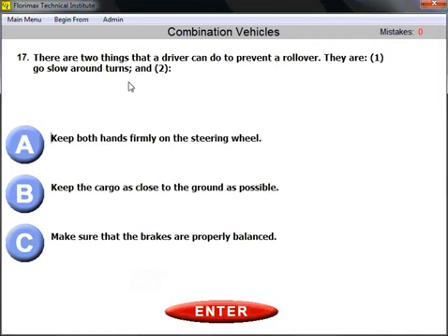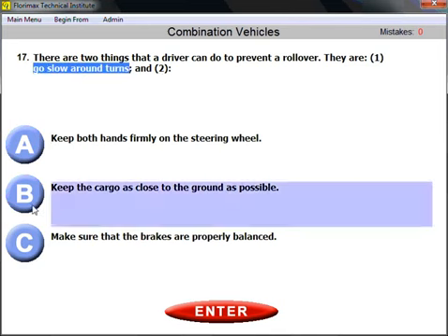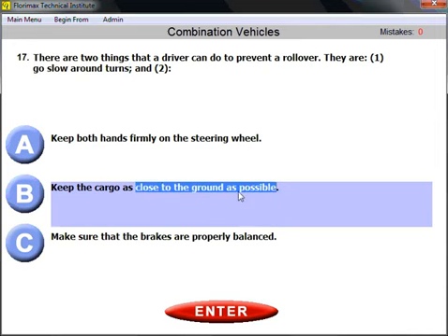Question number 17. There are two things that a driver can do to prevent a rollover, and you know them. Now you're given another choice in reverse order. The first one is go slow around turns. What is the second one? The second one is definitely keep the cargo as close to the ground as possible. So your center of gravity should not be high. Close to the ground as possible.